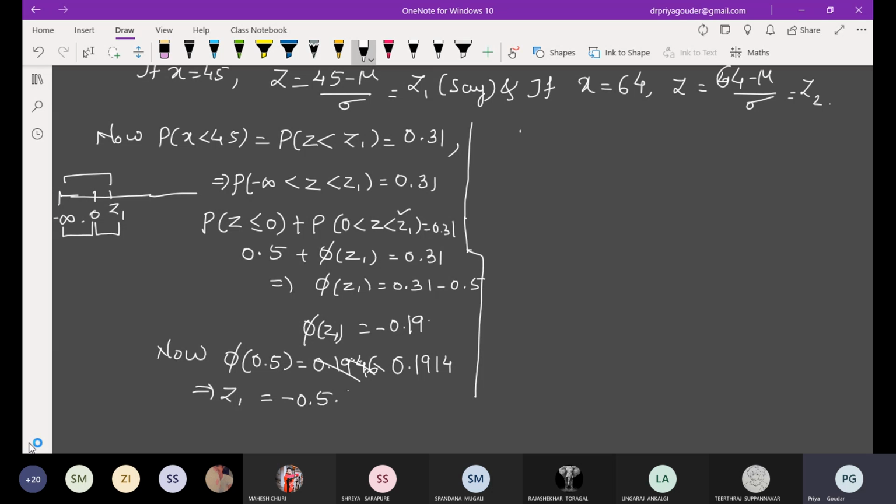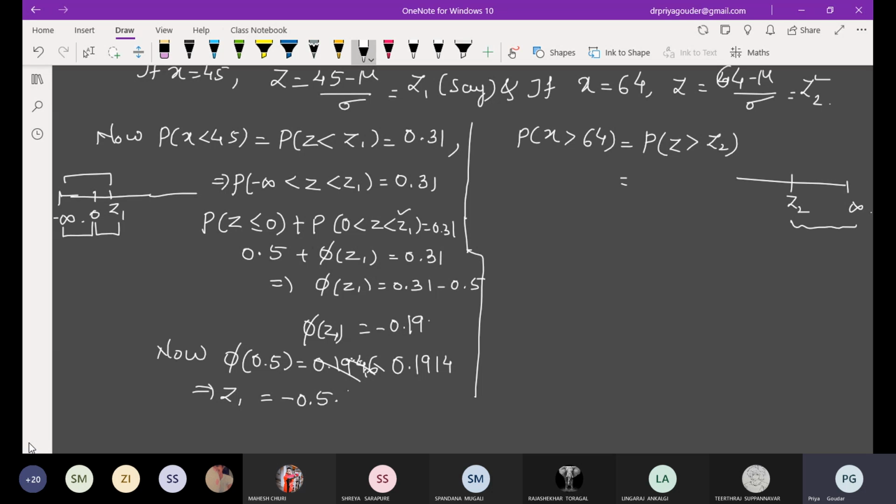Now, likewise, make use of the second condition. What is that? Probability of X greater than 64 is equal to. If I convert it in terms of Z, what is it? Z greater than, if X is 64, the value of Z we have referred to here is Z2. Am I right? Again, take the line. I want Z2 to infinity. Tell me whether 0 is there in this or not.